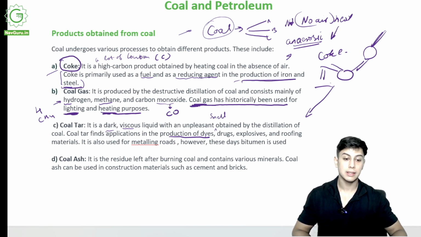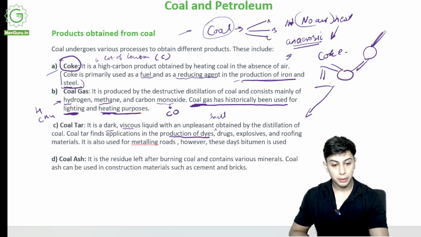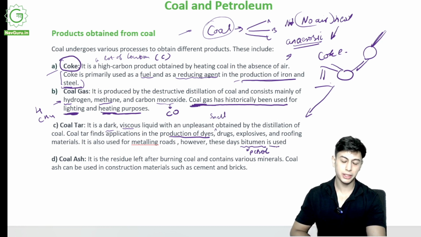However, these days bitumen is used, which is obtained from petroleum. Now we no longer use coal tar, because once it got cold it usually started to break. There was more and more maintenance required.